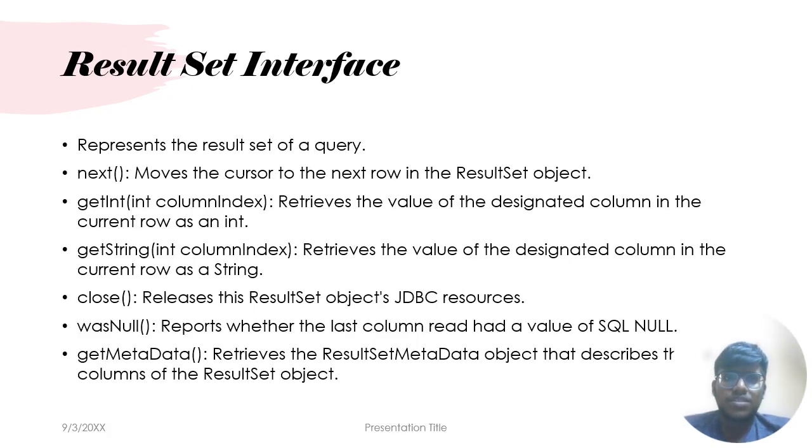The ResultSet interface represents the result set of a query. next moves the cursor to the next row in the ResultSet object. getInt retrieves the value of the designated column in the current row as an int. getString retrieves the value of the designated column in the current row as a string. close releases this ResultSet object's JDBC resources. wasNull reports whether the last column read had a value of SQL NULL. getMetaData retrieves the ResultSetMetaData object that describes the columns of the ResultSet object.